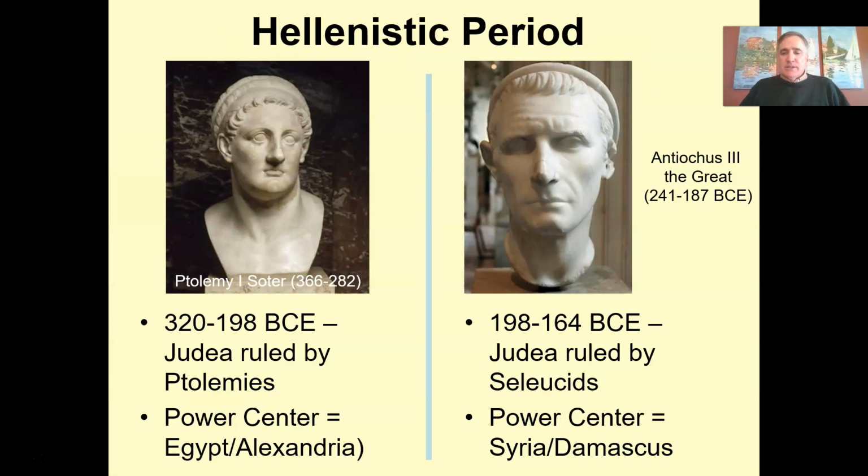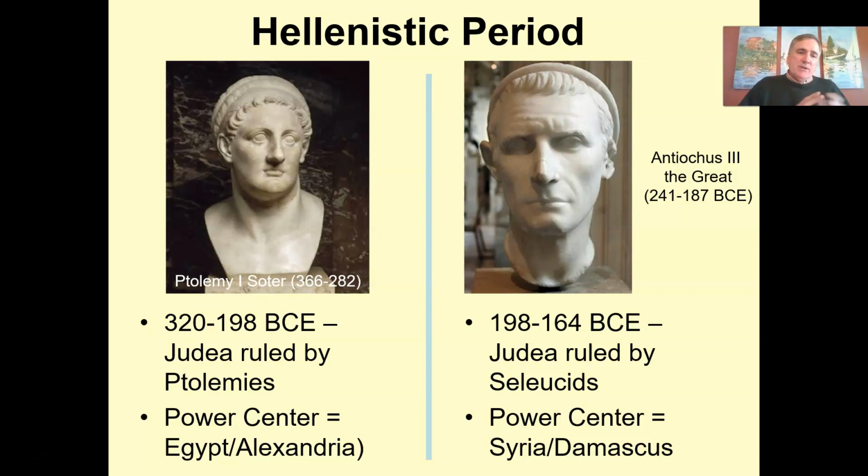And as I mentioned, initially it was controlled by Ptolemy, who you can see a bust of right there. And the Ptolemaic kingdom controlled the area of modern-day Israel until 198, basically. And their center of power was in Egypt and particularly in Alexandria.